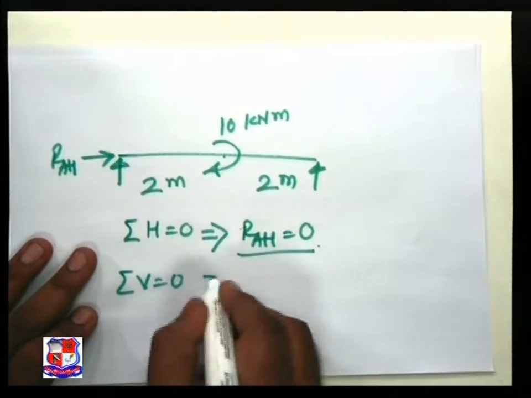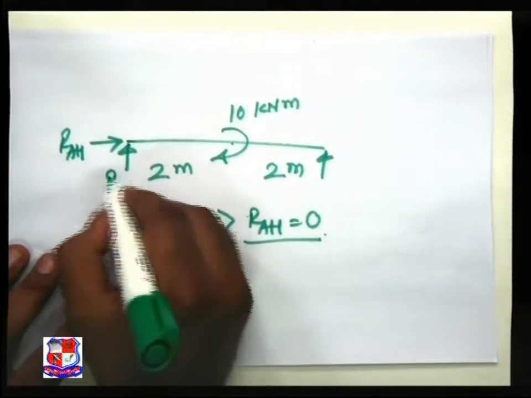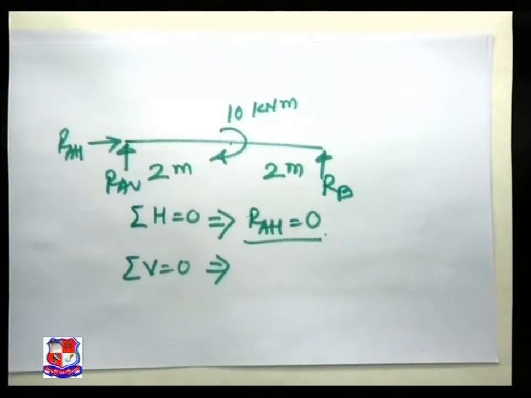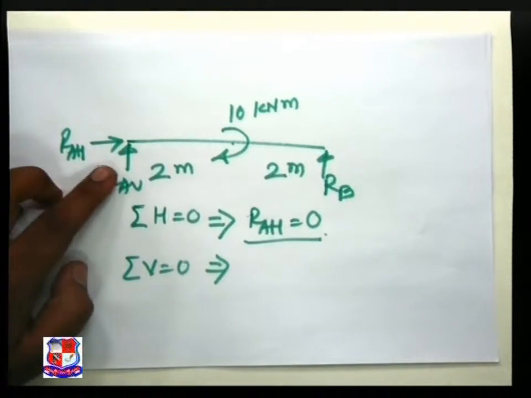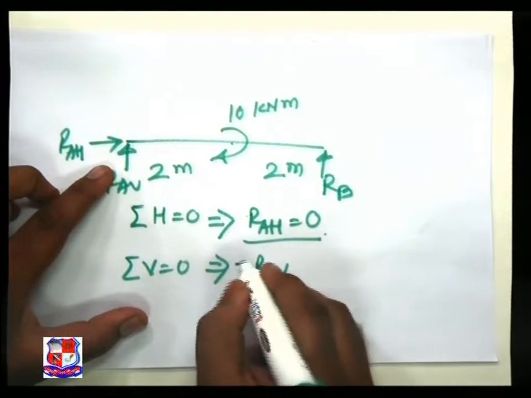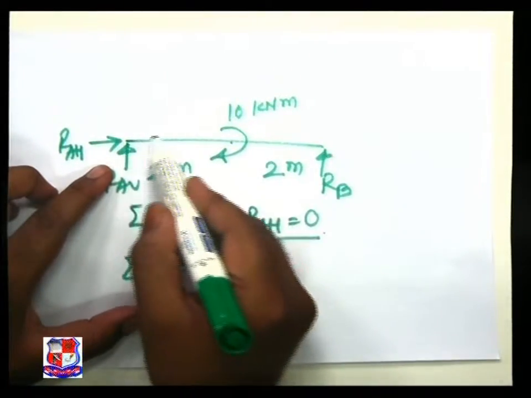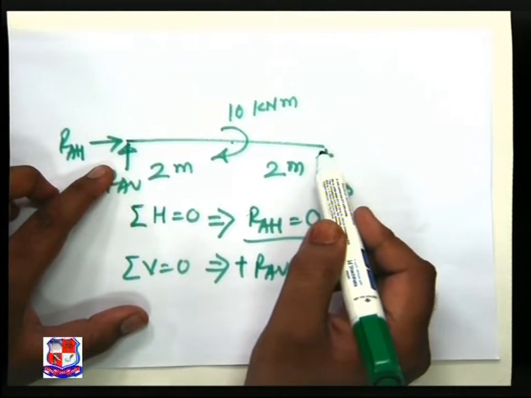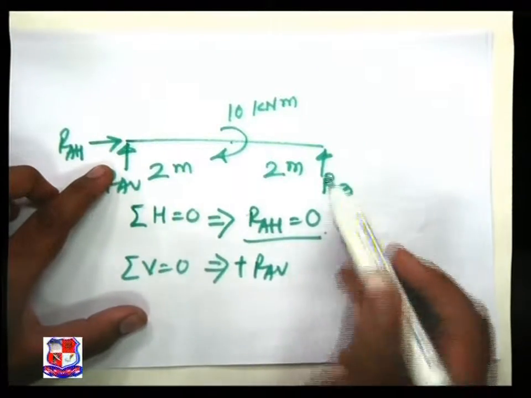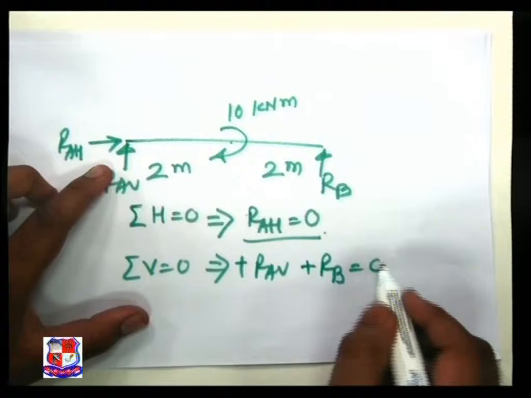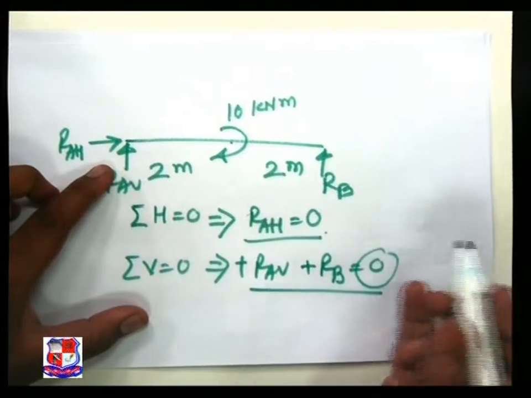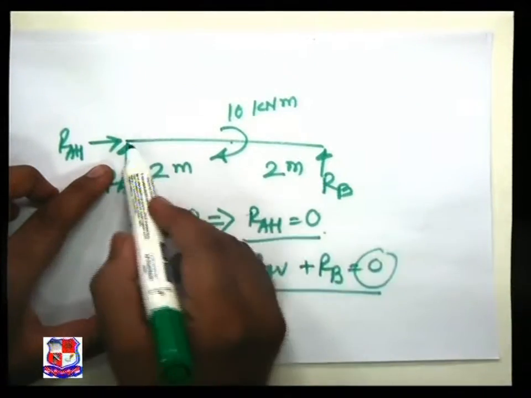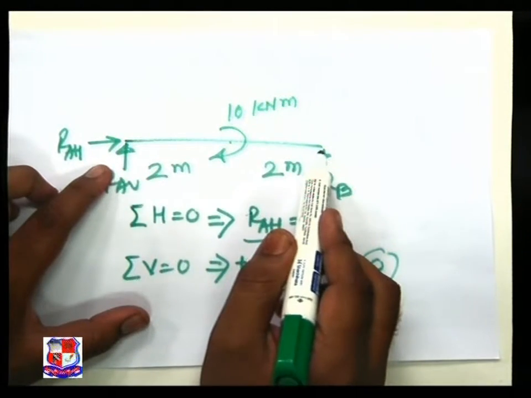Another condition, sigma V is equal to 0. This is the reaction RAV, this is the reaction RB. First reaction, RAV, is acting upward, so I will say RAV, which is treated as positive. Are any other forces acting along the length of the beam? No. Not a single load is acting on this beam, but another reaction RB is there. So plus RB is equal to 0. Oh, surprise, the value comes to be 0. Why 0? RAV plus RB is equal to 0. This means that in this particular beam, not a single vertical load is acting.